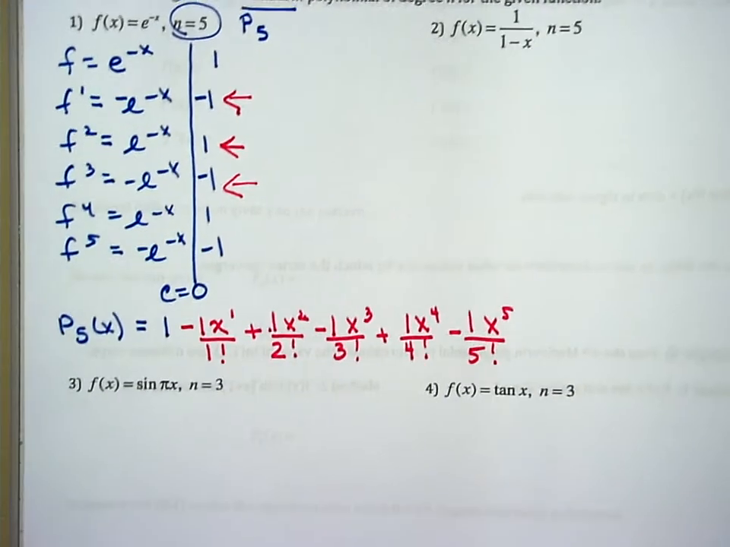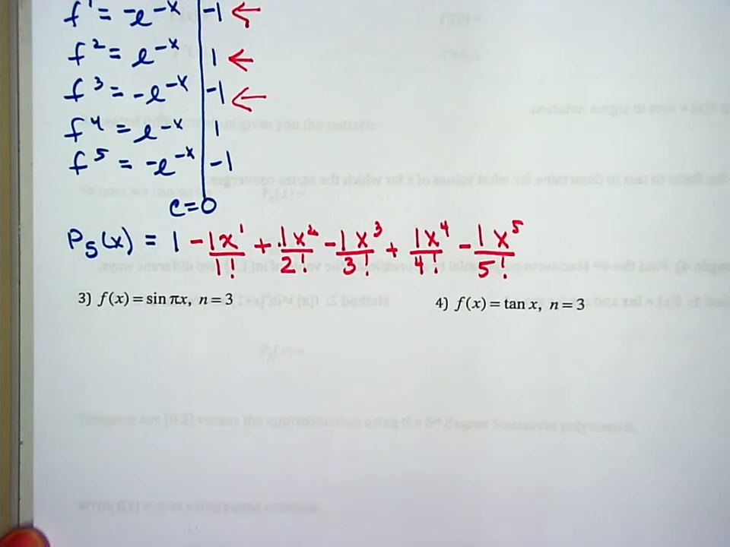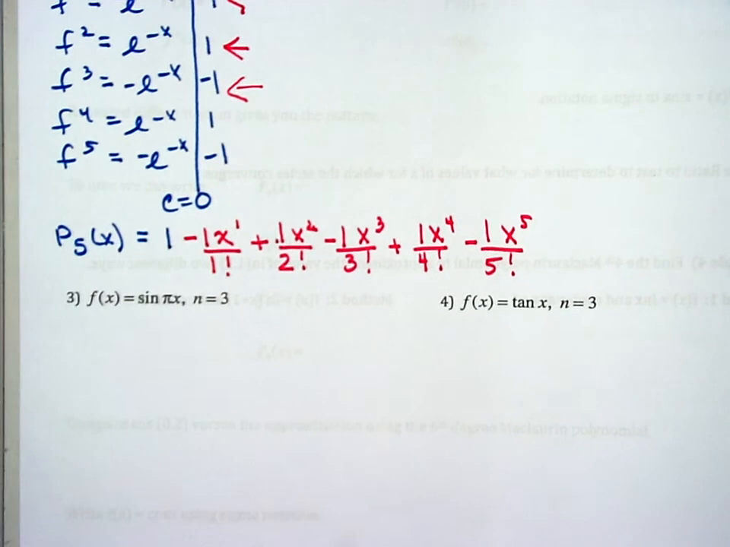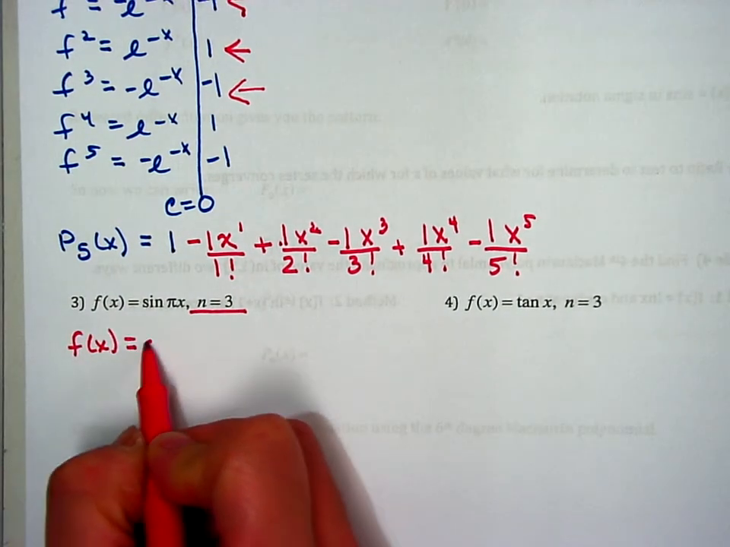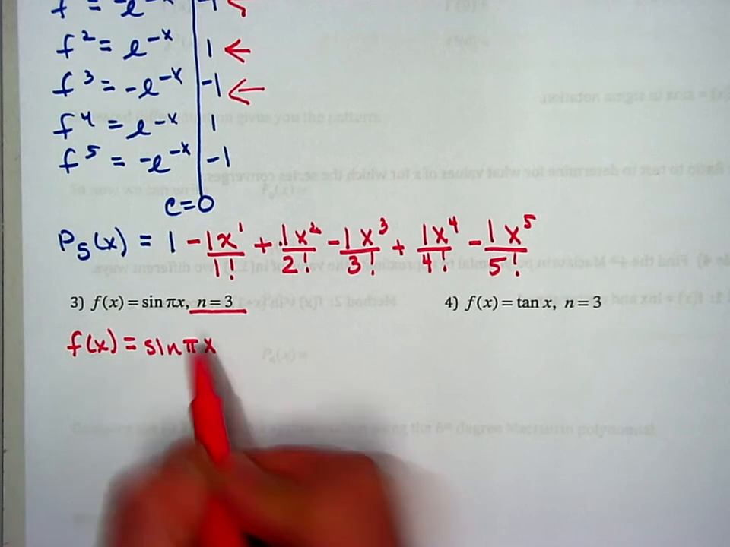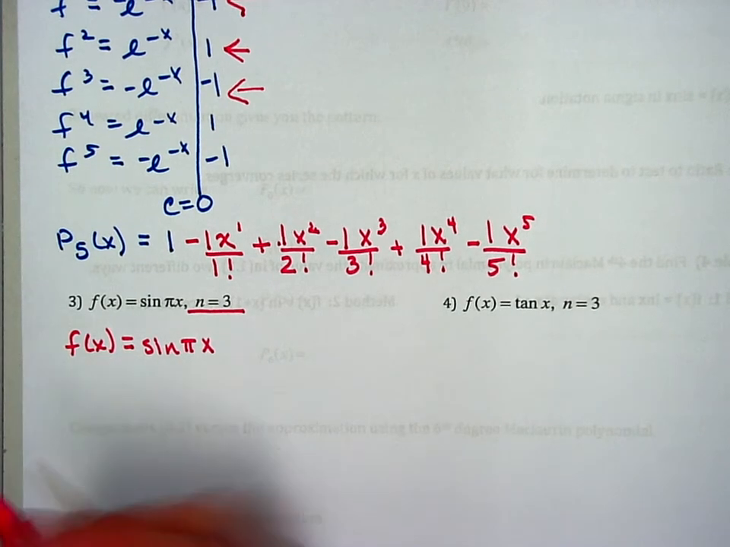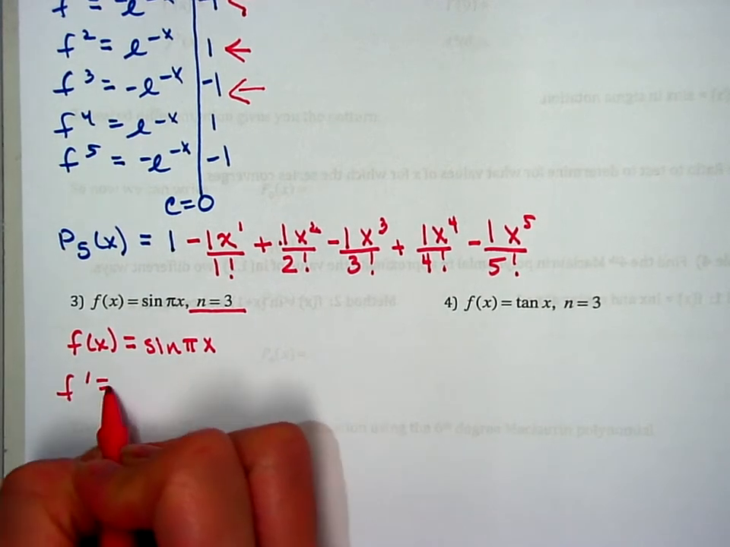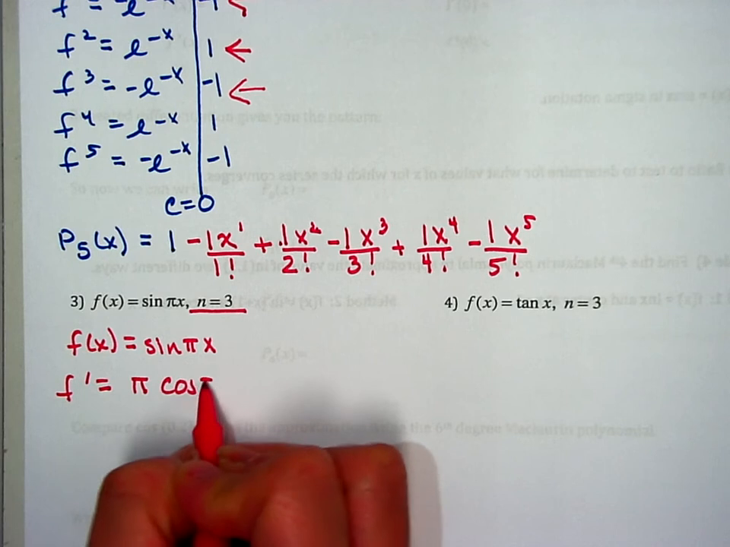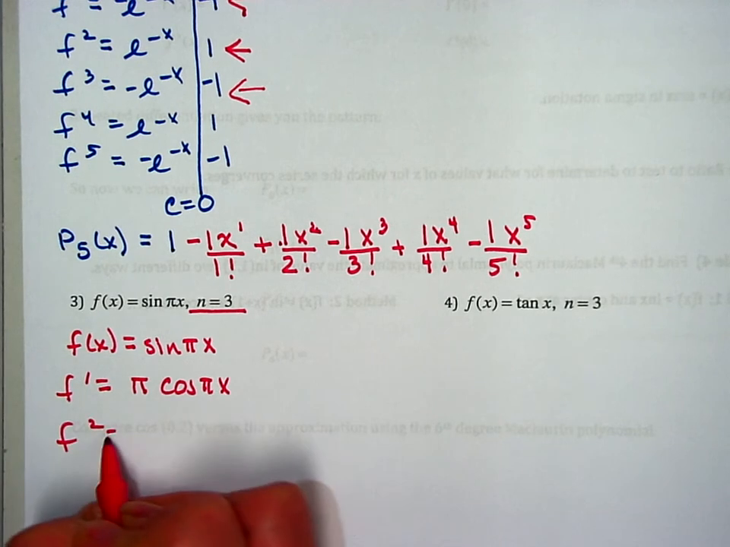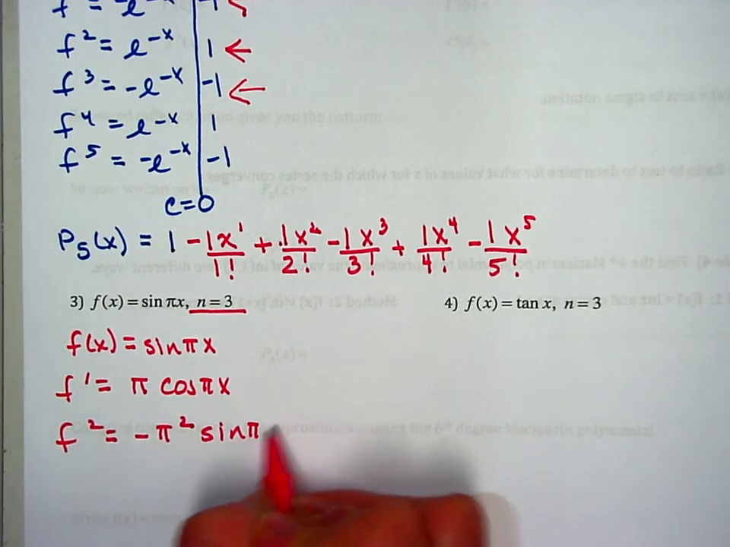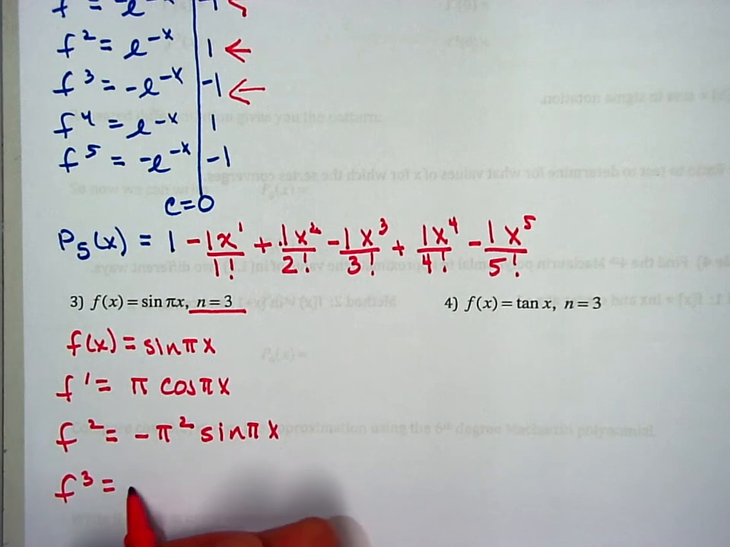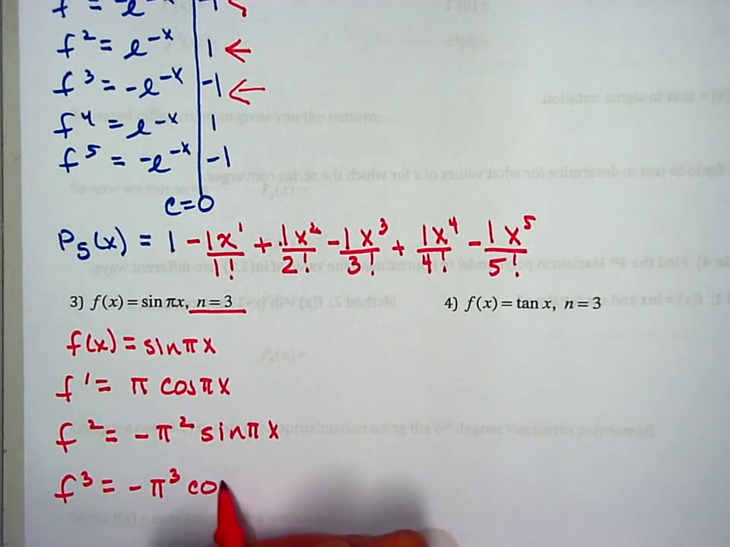Okay, I'm going to jump down to number 3 actually. Okay, so the function is sine of pi x. I want a 3rd degree polynomial, so I need to start by coming up with the first 3 derivatives. I need the value of the function as well, so I just rewrite it. First derivative is pi cosine of pi x. Second derivative is negative pi squared sine of pi x, because I need to chain rule on that pi x. Third derivative is negative pi cubed cosine of pi x.